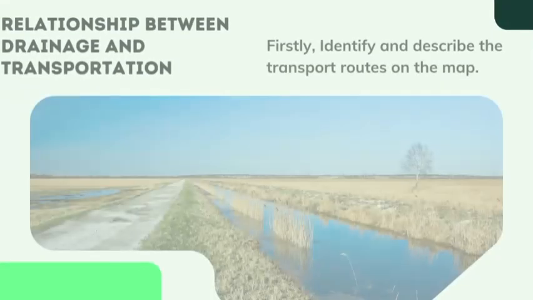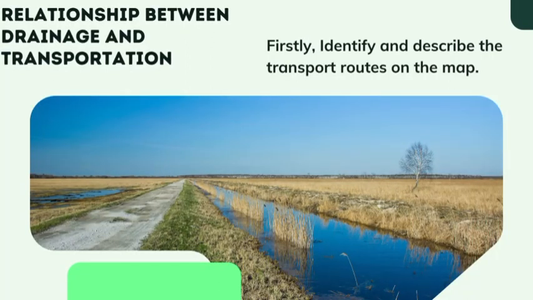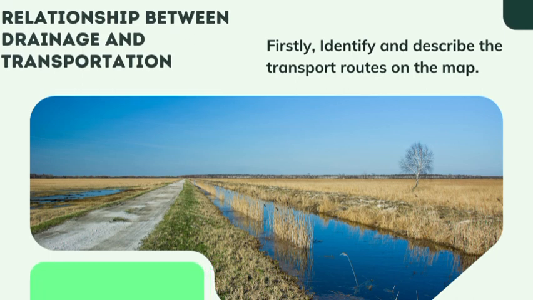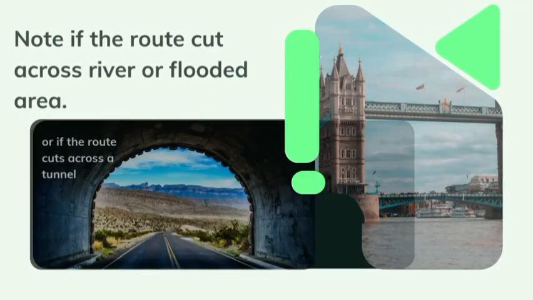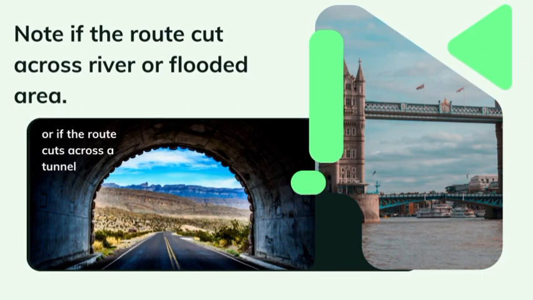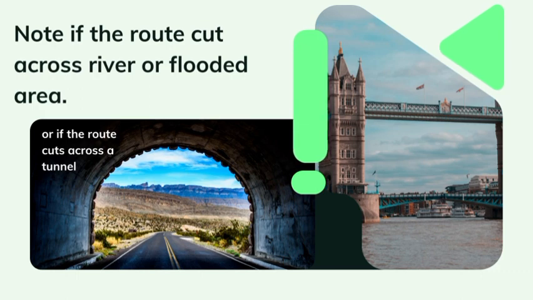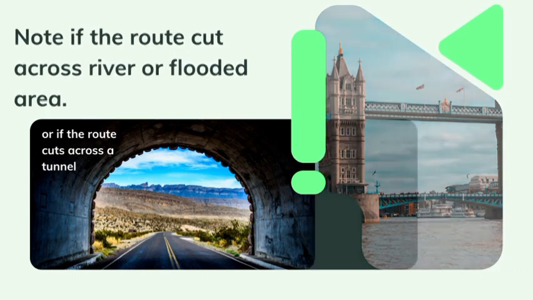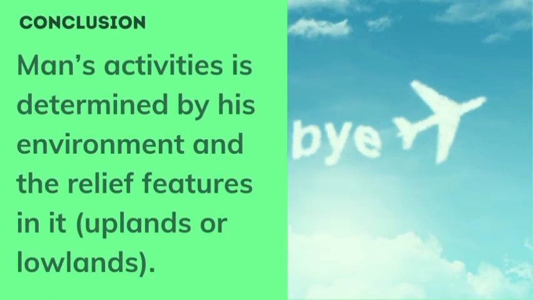And now, in describing the relationship between drainage and transportation, first and foremost, you must identify the transport routes on that map. Also, there's need to note if there is any transport route that runs parallel to a river, then we ascertain if a transport route cuts across a river or avoids it, in the case of a channel, a tunnel, or a bridge. And we need to know if the existing river is used as a transportation means.